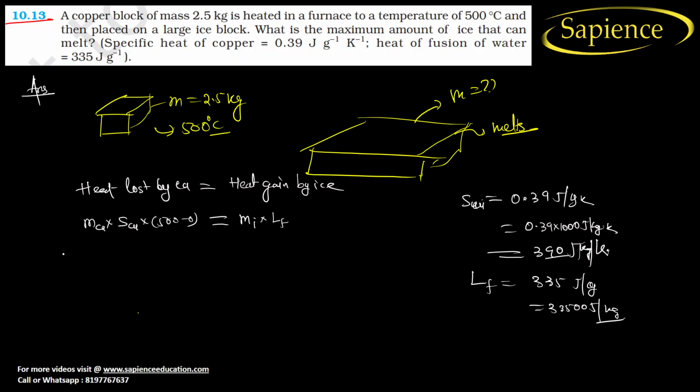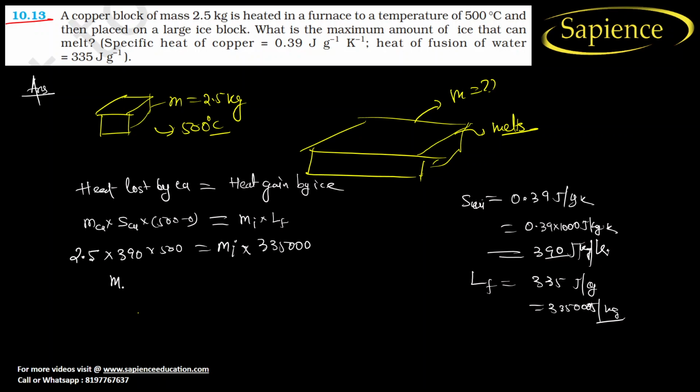So we will put the values. The mass of the copper is 2.5, into the specific heat of the copper, 390, into 500, and this is equal to the mass of the ice into the latent heat of the ice, which is 335000, because we have to multiply it by 1000.